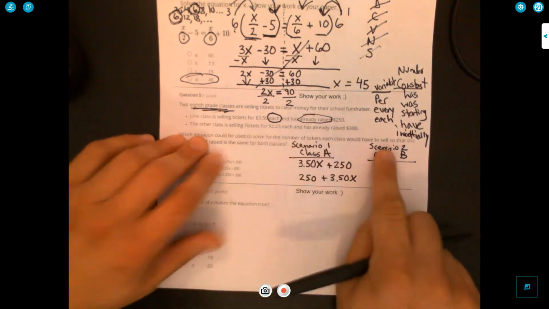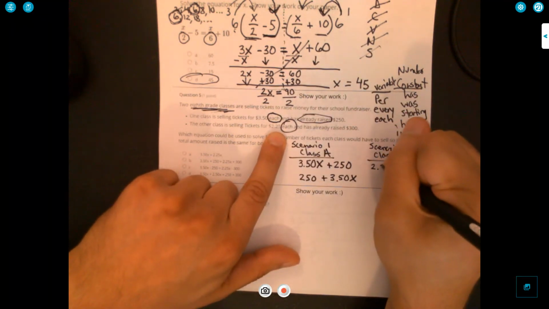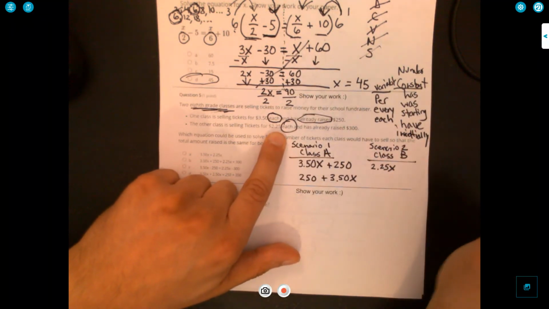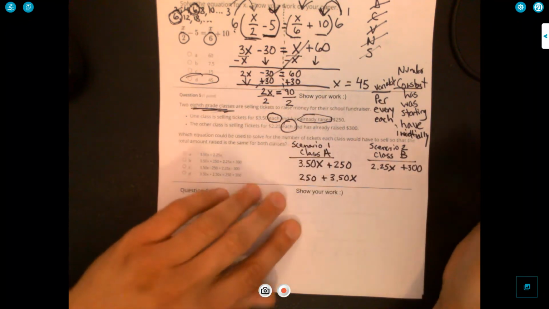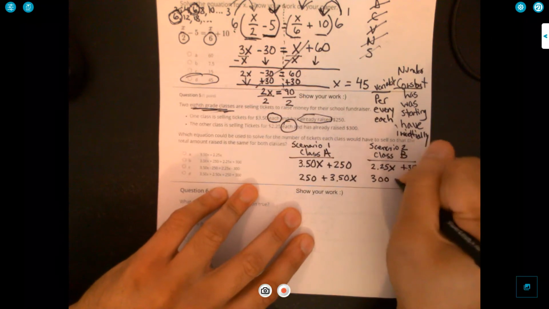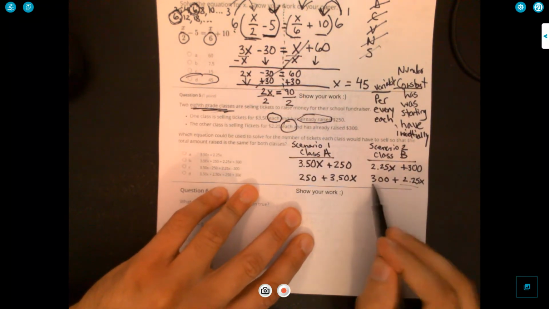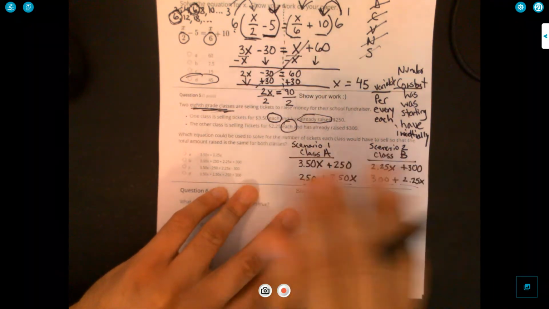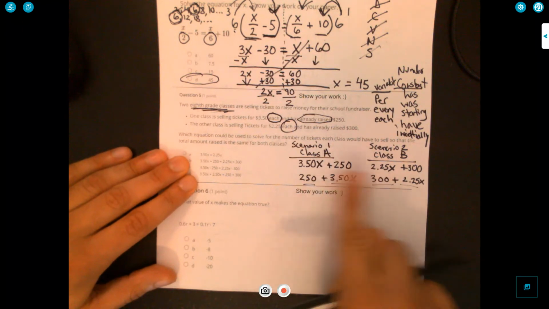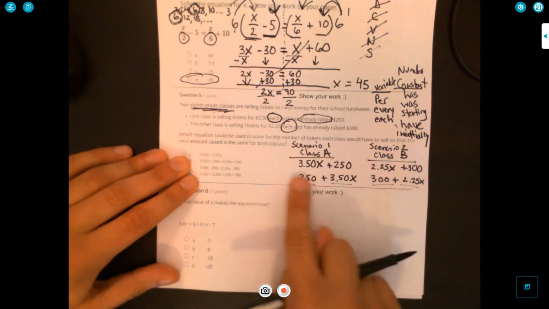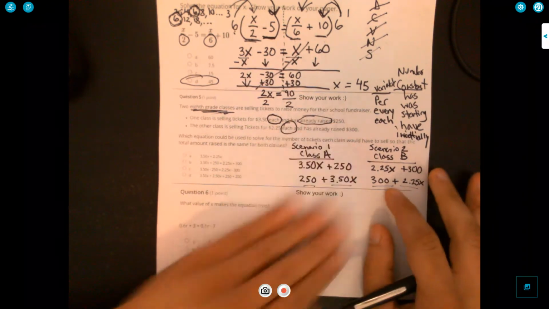All right, the other class is selling tickets for $2.25 each. There's our variable word. So 2.25 each, and already raised 300, so plus 300. Or you could write it as 300 plus 2.25x. So these are 2 different terms. Terms can be rearranged as long as they're on one side of the equal sign. And so far, we only know that these are expressions. So we can move these around only with each other, and then we can move these around only with each other.